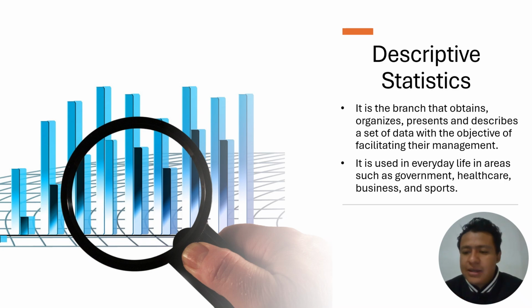For example, if we have 20 people of different nationalities, and we have 6 Mexicans, 4 Colombians, 3 Chileans, and 30 Argentinians, it allows us to determine what percentage of each nationality belongs to the total 20 people. It is used in everyday life in areas such as government, healthcare, business, and sport.